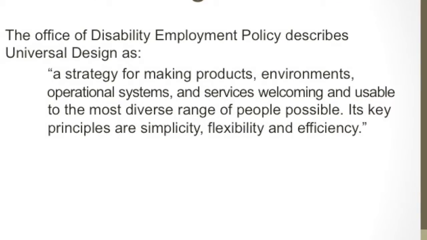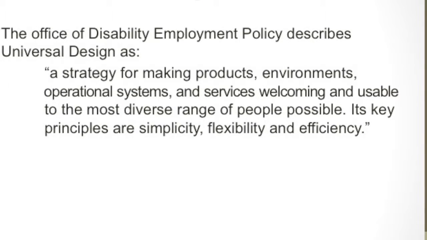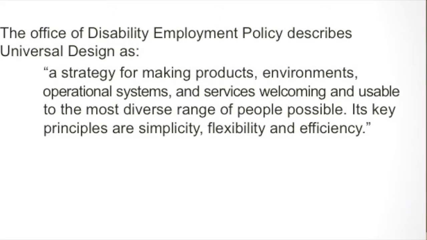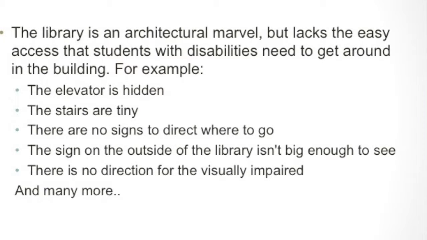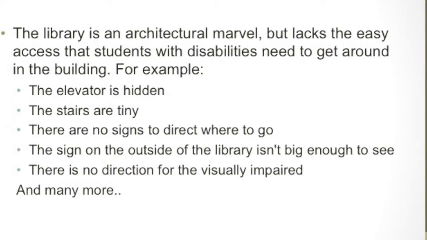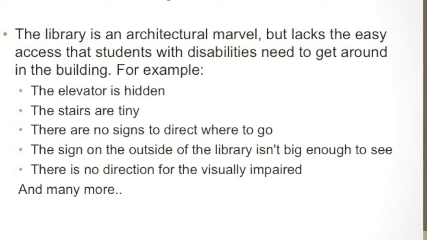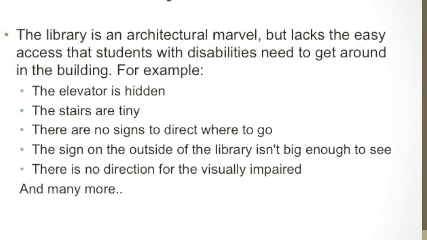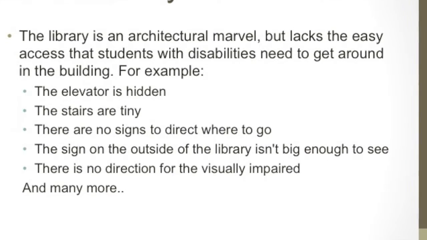In a little bit, I'm going to be talking about how Centennial Library can universally design the entrance into their building to accommodate the most amount of people. Some points on why the library isn't that easy to navigate: first of all, it's an architectural marvel because the entire thing is located underground, but for students with disabilities that need to get around the building a little bit slower, it's a little bit more tricky for them.